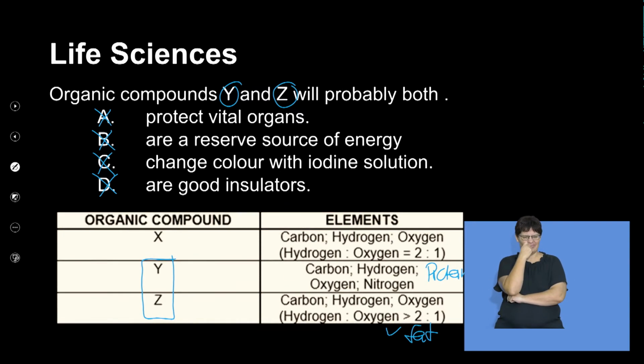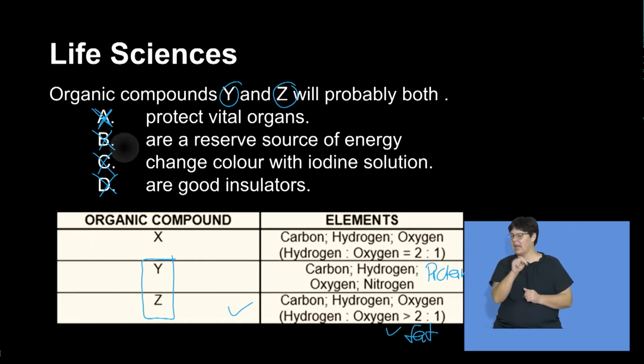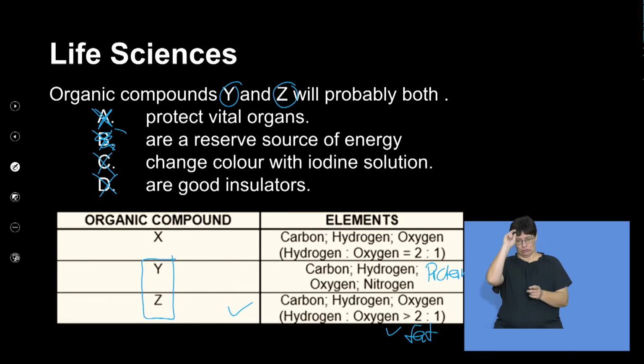Now I go back to the answers. And I said, protect vital organs, definitely not. Are a reserve source of energy. Now I said, not usually. So yes, fats are definitely, proteins can be. So what I'm going to do is change my mind, and I'm going to say that it's going to be B. That some proteins, the nitrogen, they can be a source of energy.